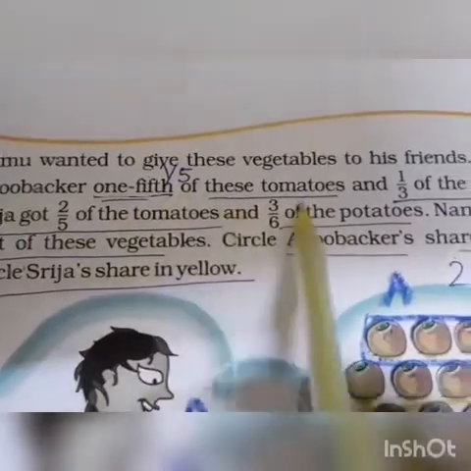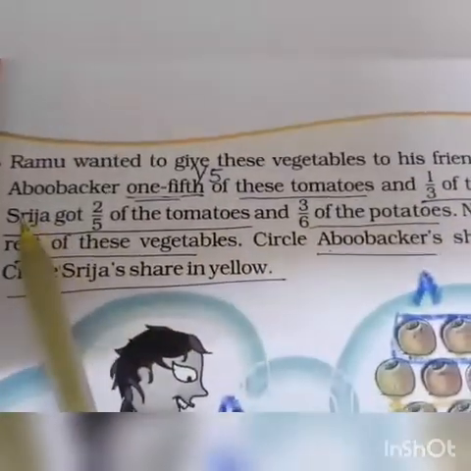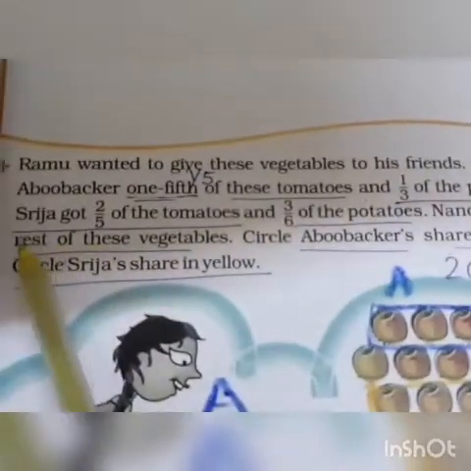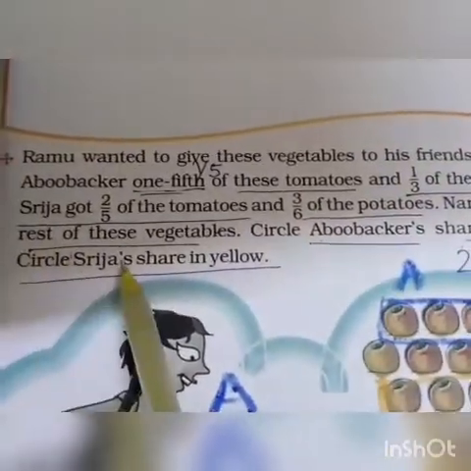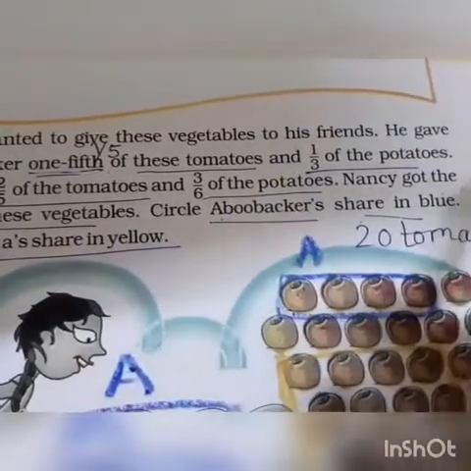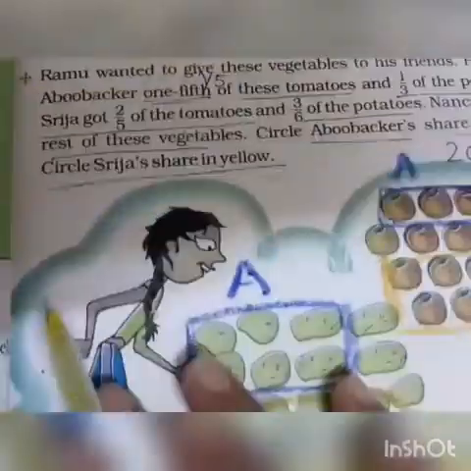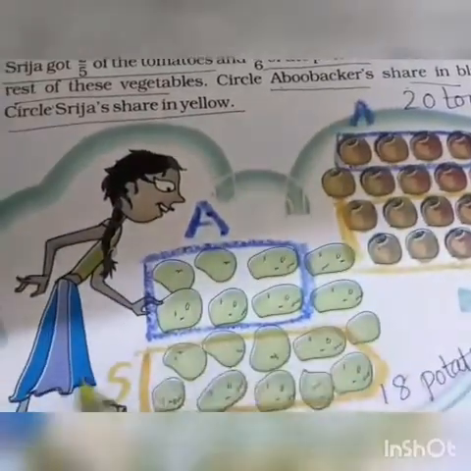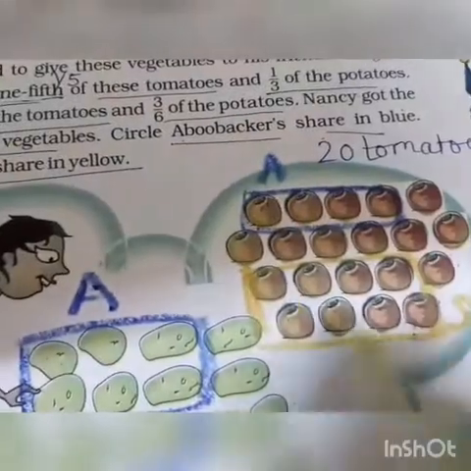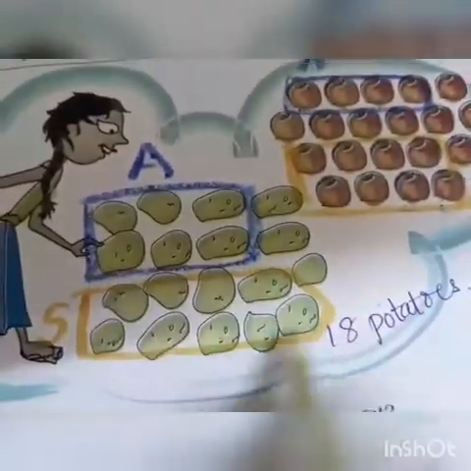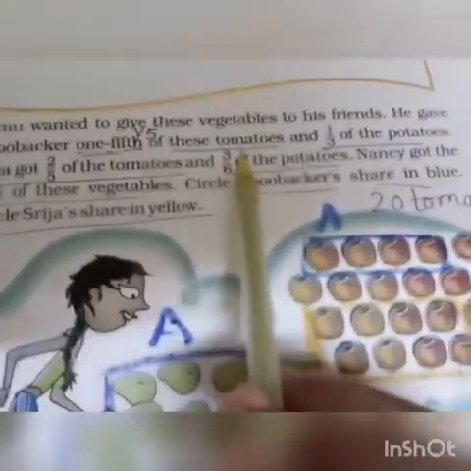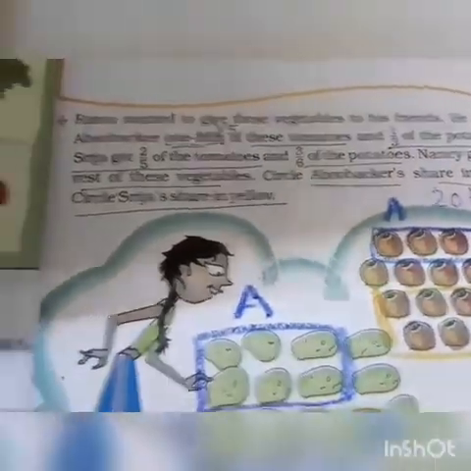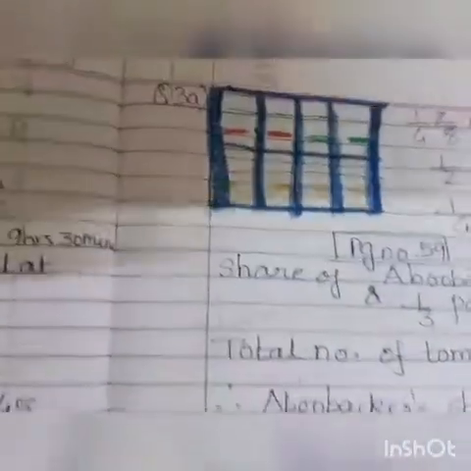Now related to this vegetable field is there another question. Ramu wanted to give some vegetables to his friends. He gave Abu Bakr 1/5 of these tomatoes and 1/3 of the potatoes. Srija got 2/5 of the tomatoes and 3/6 of the potatoes. Nancy got the rest of all these vegetables. Circle Abu Bakr's share in blue and Srija's share in yellow. So I have written here A for Abu Bakr and S for Srija. So first we'll count the total number of tomatoes, that are 20, and total number of potatoes are 18. Now out of these total numbers, Abu Bakr's share is 1/5 of tomatoes and 1/3 of potatoes. So we will find out the number of tomatoes that Abu Bakr will get.